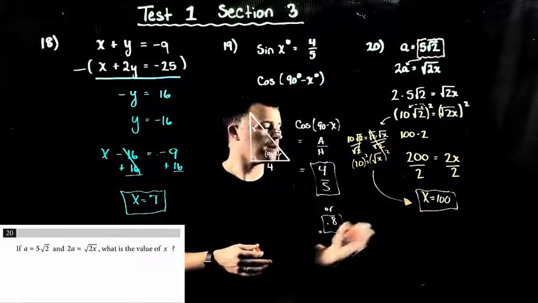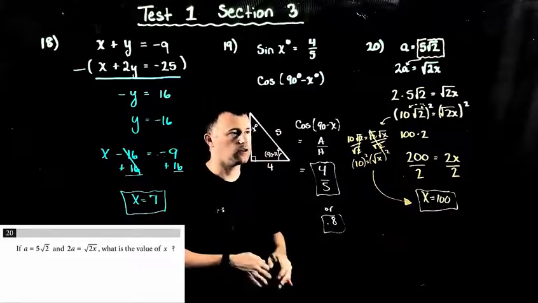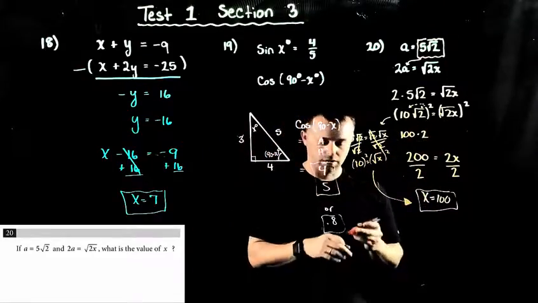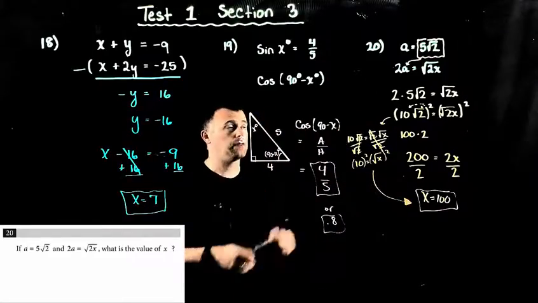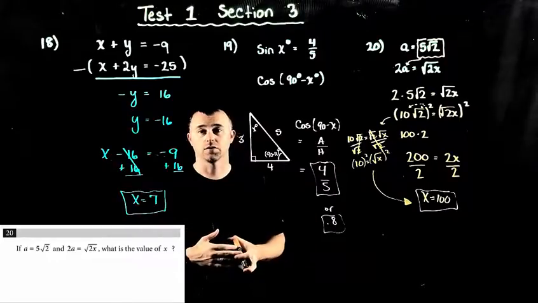So it doesn't really matter which way you go at it. Again, I tend to always tell you to square both sides, try to get rid of the radical that way, but sometimes there are other methods you can do. So anyway, that's going to be number 20, and that is section 3 of test 1.